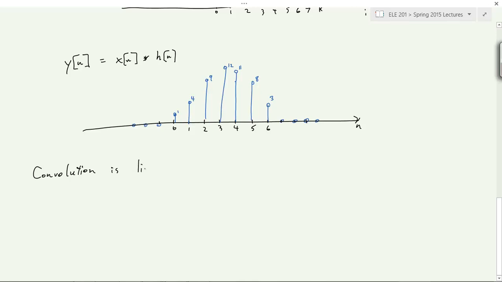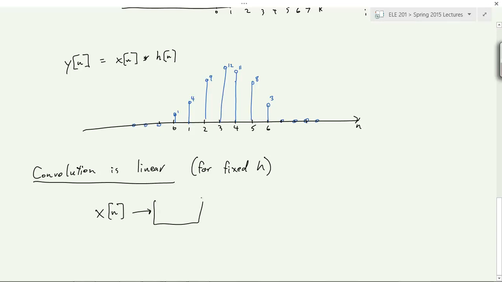So convolution is actually linear for a fixed h. In other words, if x of n comes into this convolution box that does a convolution with h of n, then something comes out, we'll call it y of n. This is a linear process.